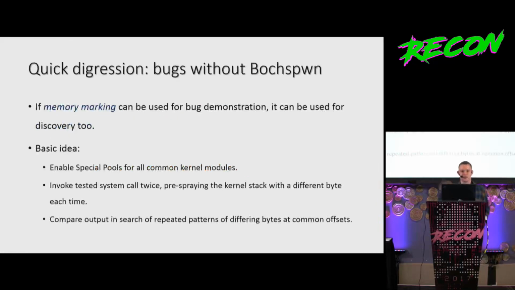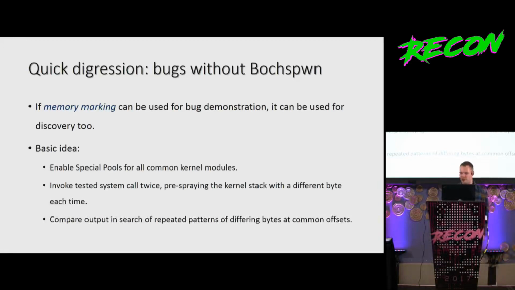And a quick digression from all of this: since this method works for reproducing bugs, it could also be used for finding new bugs. The idea would be to enable special pools for all the kernel modules that we can think of, and then also use kernel stack spraying. Invoke the tested system call twice, pre-spraying the kernel stack with 2 different bytes, and then compare the output of these system calls in search of repeated patterns of differing bytes at common offsets.